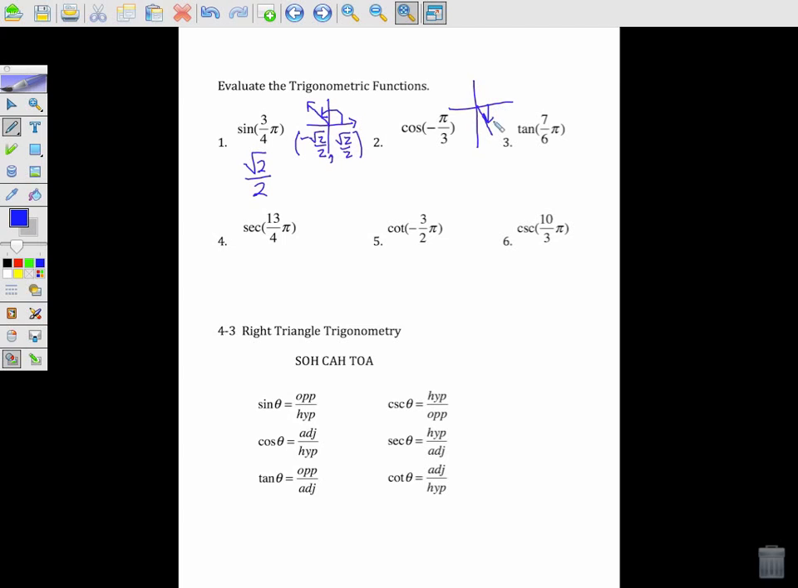So -pi/3 would be a 60-degree reference angle here in quadrant 4. And we're looking for cosine. So cosine would be the x value, and the x value is 1/2. Tangent of 7/6 pi. 7/6 pi is located in quadrant 3 here. It's a 30-degree reference angle from the x-axis, and we'll go counterclockwise there to get there. And so tangent in that case is positive in that quadrant, √3/3.